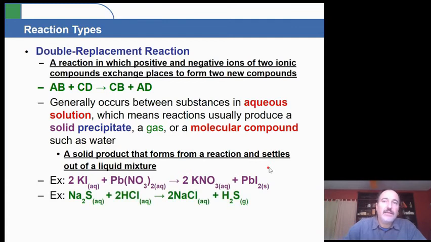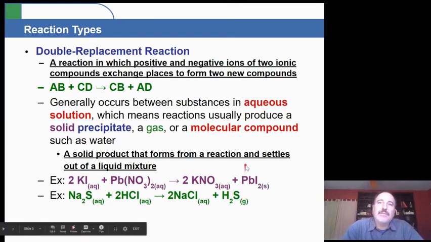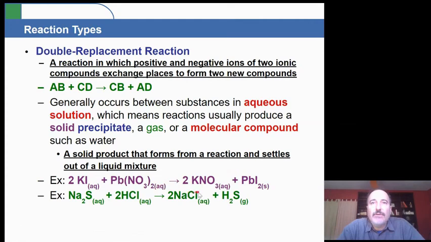Another example is this, where you have sodium sulfide reacting with hydrochloric acid, and it produces hydrogen sulfide gas. All right. And if you notice here, the hydrogen sulfide is a gas, it comes on out, boom, you can tell a reaction has taken place, even though the sodium chloride remains in solution.